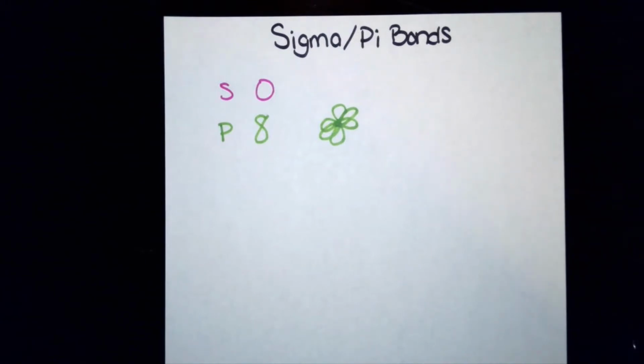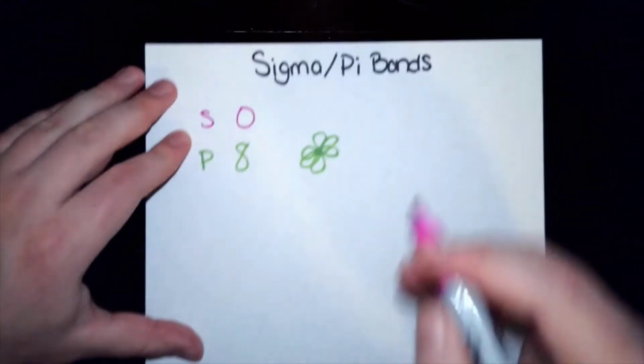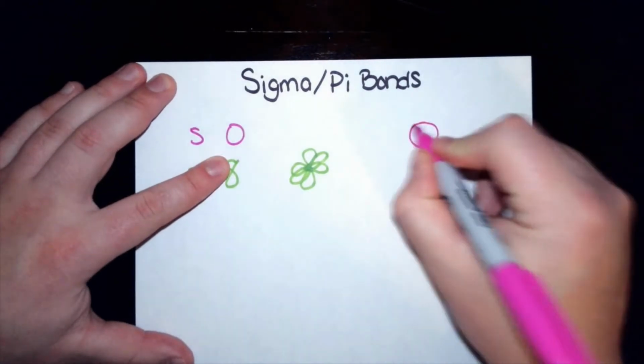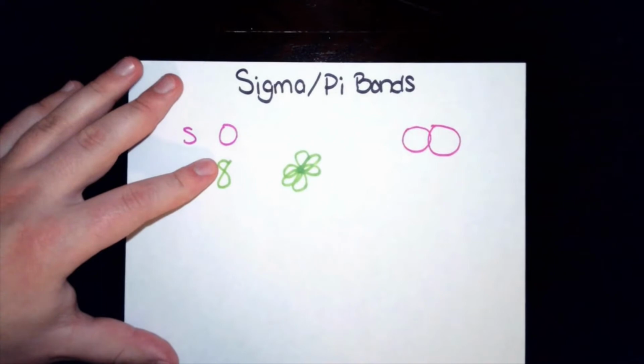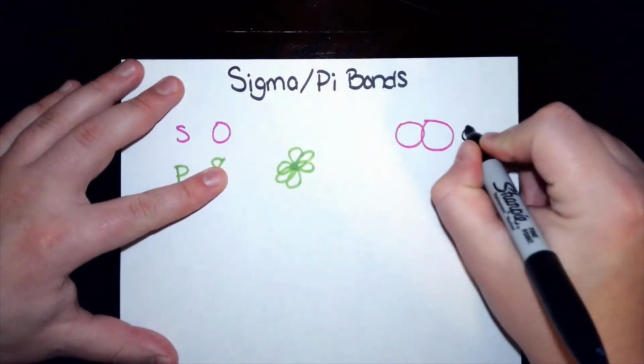Now, orbitals in D and F subshells certainly do have different shapes, but you won't have to worry about that for this class, so I'm not going to get into that right now. For this lecture, I'm just going to be focusing on S and P orbitals, because that's all you're going to have to worry about. So, if 2 S orbitals overlap, that forms what's called a sigma bond. This is the Greek letter sigma.